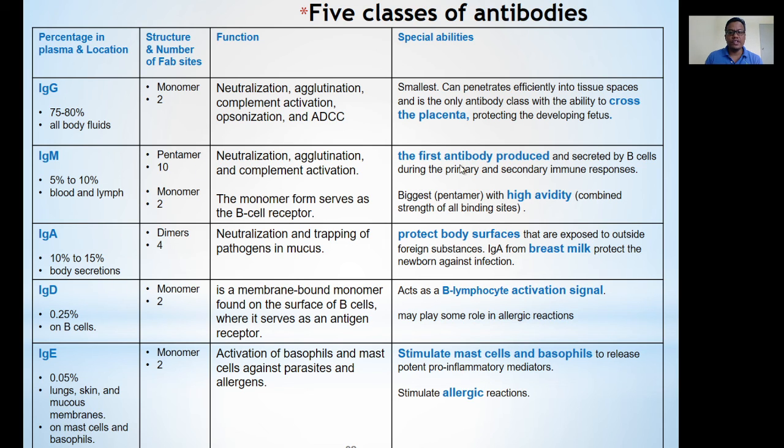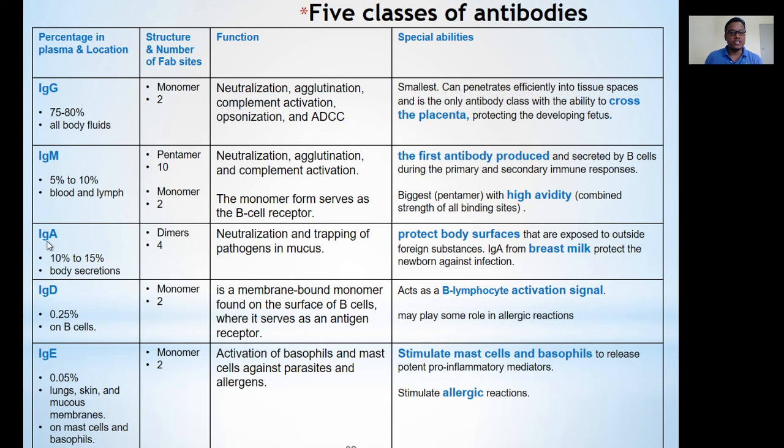The IgM is the first antibody produced and secreted by B cells during the primary and also secondary immune responses, because they are the biggest pentamer with high avidity. They have 10 combined binding sites compared to the other types of antibodies.